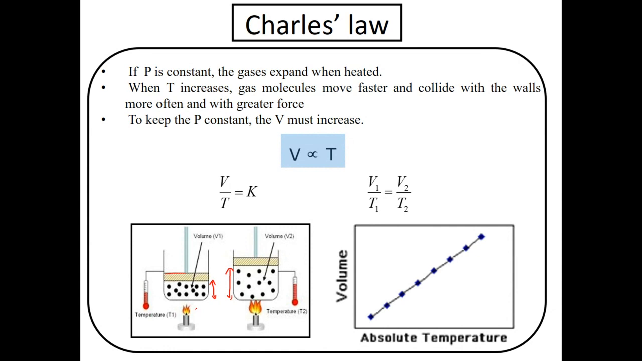So here my temperature is a small value. When I increase the temperature, my volume increases. That means the temperature has a direct relation with the volume. But what is your pressure? Constant. So you have to compare Boyle's law and Charles' law.